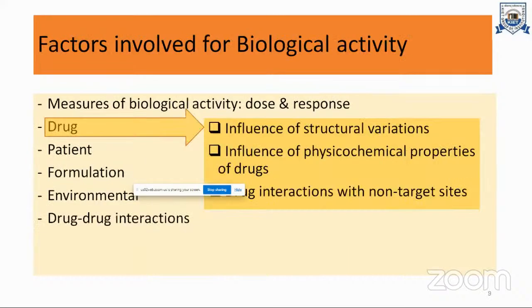Now, when we talk about the barrier, there are its chemical structure, its physicochemical properties, as well as what kind of binding interactions it is going to have with the receptor or other non-target sites. In addition, there are some other parameters also, like the patient, the formulation, environmental hazards, drug-drug interaction. These are also parameters which are required to be taken care of. So biological activity is about potency or dose, but also the response it has shown. Dose and response combined give us a measure of the biological activity of the compound.